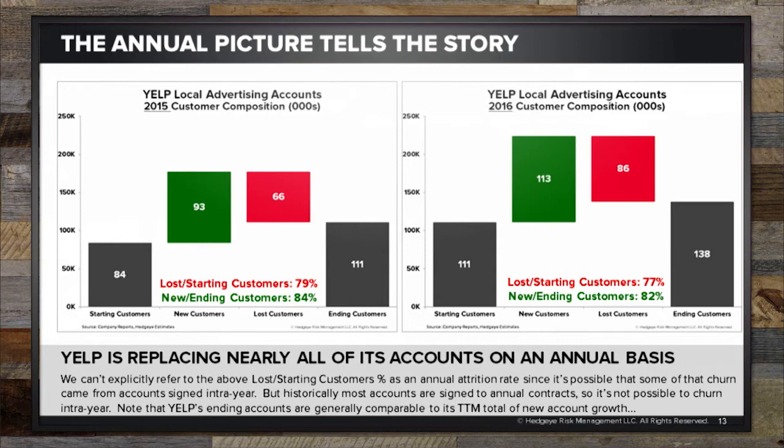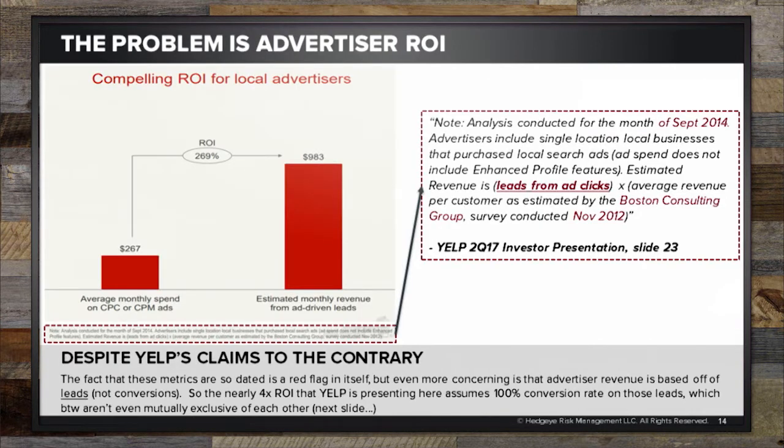And the other thing to consider is that if you compare the new customers that they signed to what they ended with, it basically suggests that whatever they're reporting in any given period is comprised mostly of accounts that they signed during the year. Now, the question is, why is all of this happening? Slide 14. It comes down to ROI.